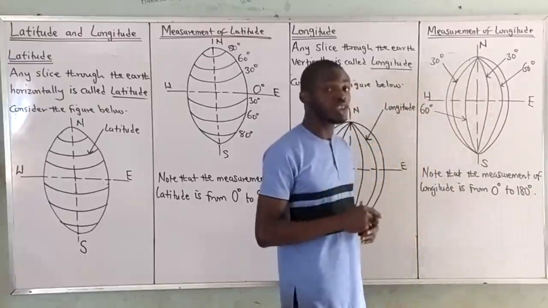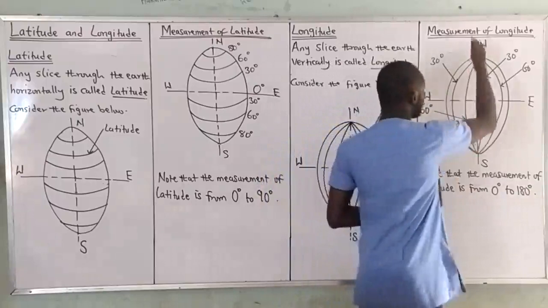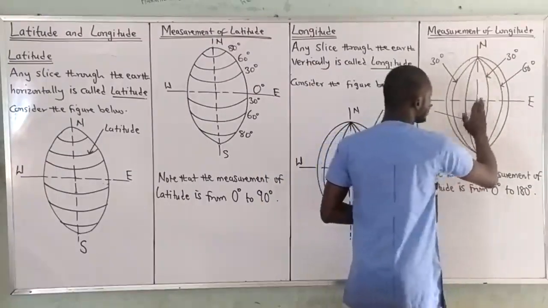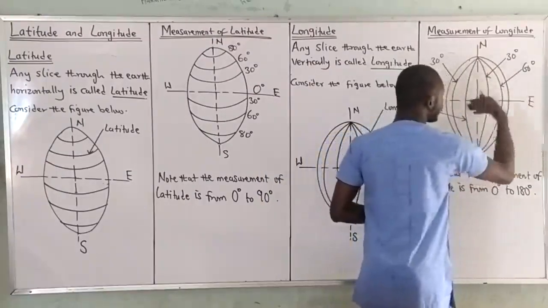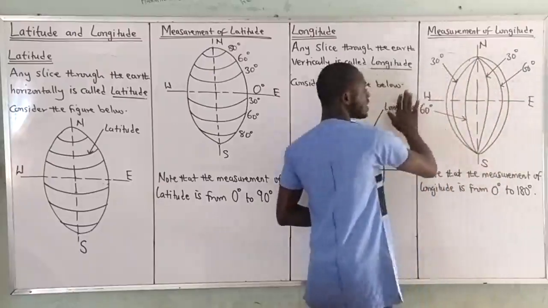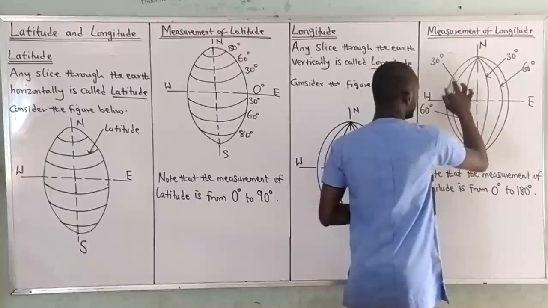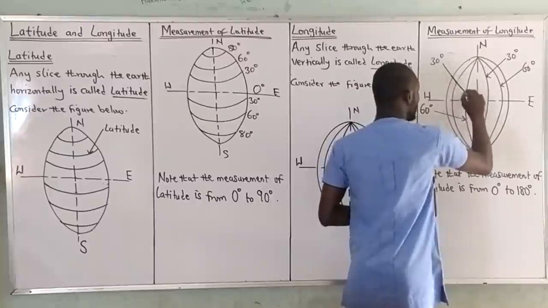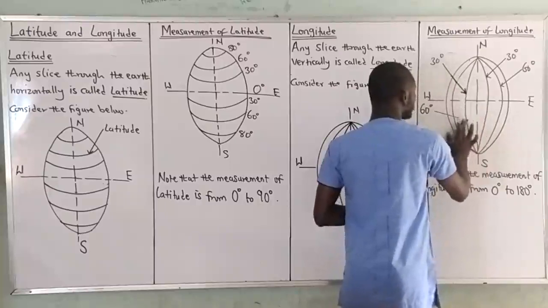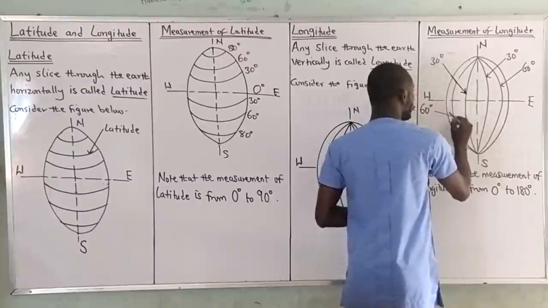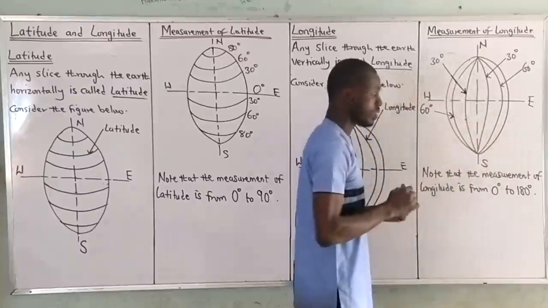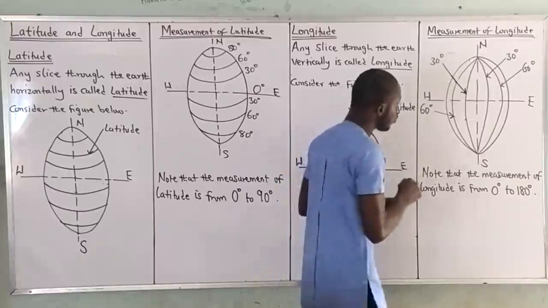But that does not change the fact that it is still from the Greenwich meridian, either towards the east or towards the west. Take note of this diagram here: this should touch this, that should be 30, and this should touch this, this is 60. That is a simple correction.